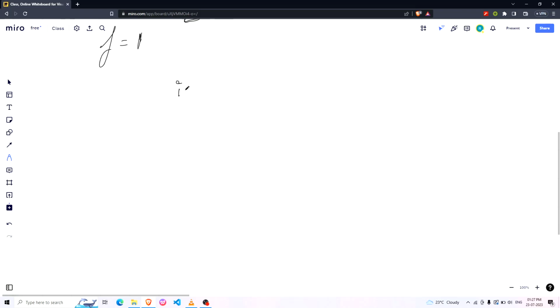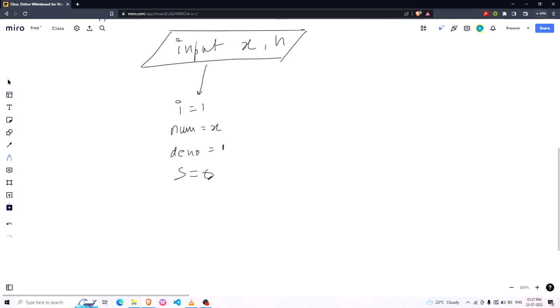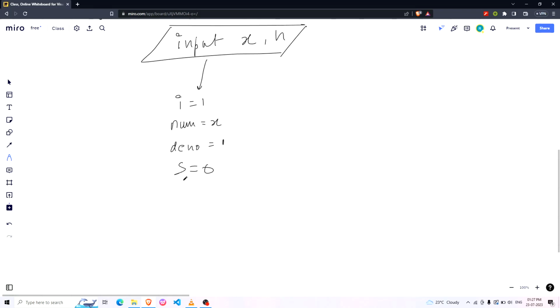So let's implement the flowchart for the series. In the beginning, we'll take two inputs, which is x and n. After that, we have to initialize a few variables, which is I equals to 1, numerator is equal to x, and denominator equals to 1, and result, which will be stored in s, it will be 0, and one additional variable f, which will be equal to 1. You will understand this once we discuss the flowchart.